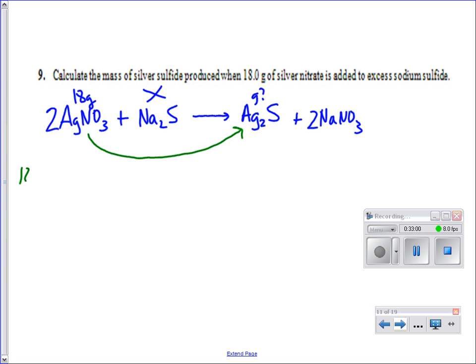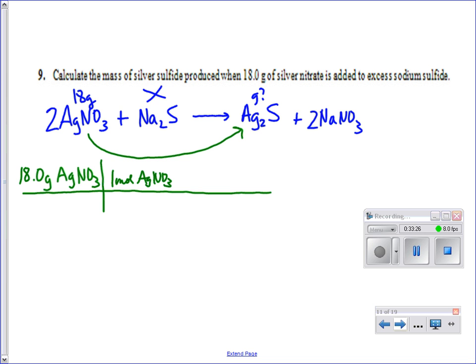Starting out with my 18 grams, get out your calculators, 18.0 grams of AgNO3. We don't have to worry about the limiting reagent. Why? Because sodium sulfide is in excess. All right, I want to cross the mole bridge, but I can't, so I need to convert to moles. For every 1 mole of AgNO3, I have point what? Okay, grams of AgNO3 cancels, and now I can cross my bridge.